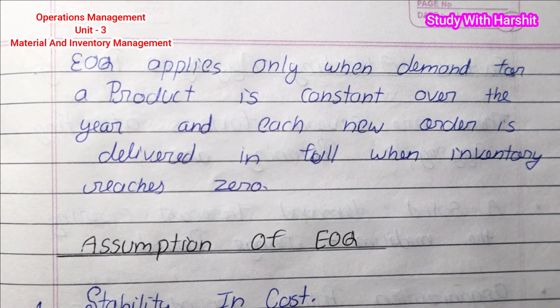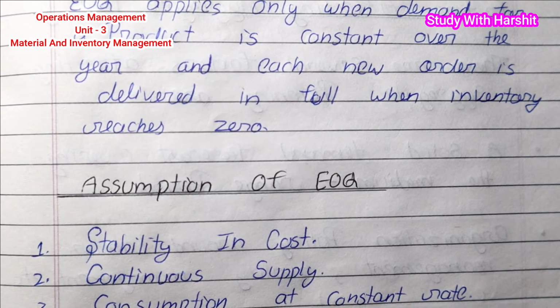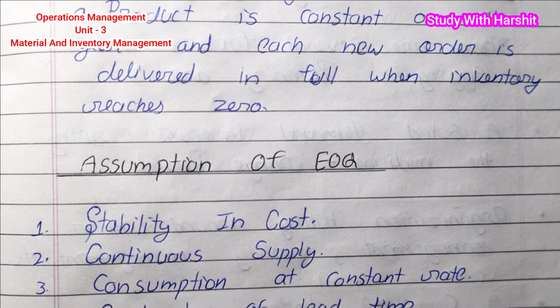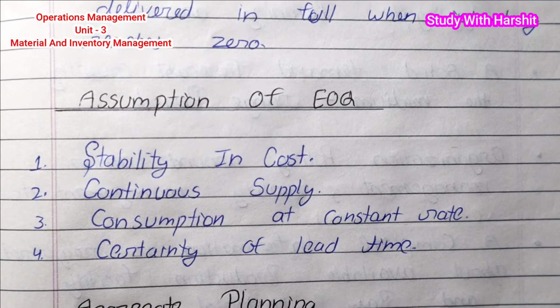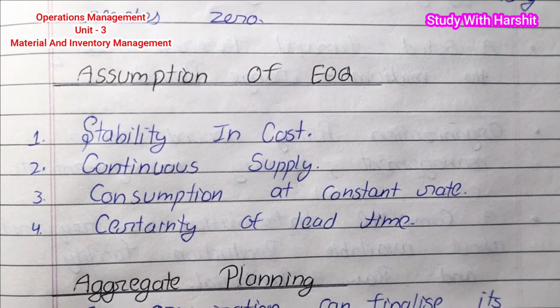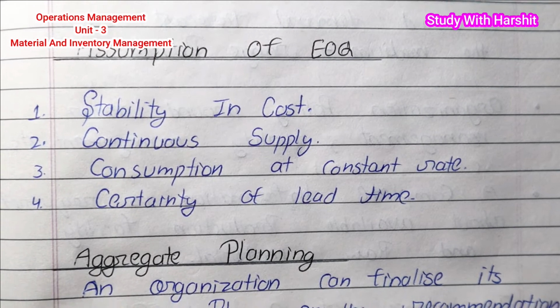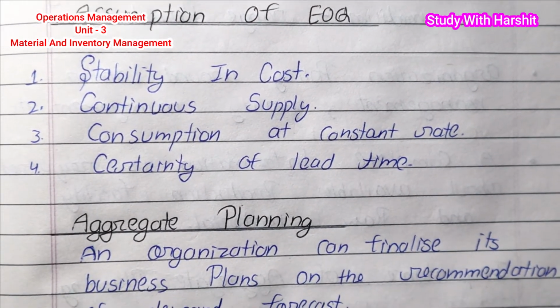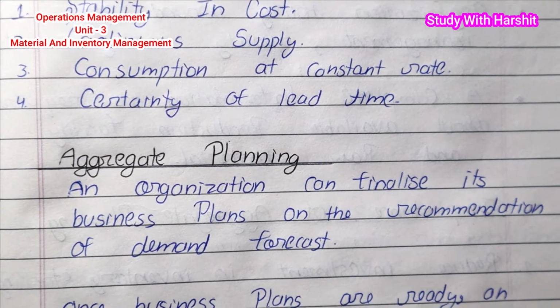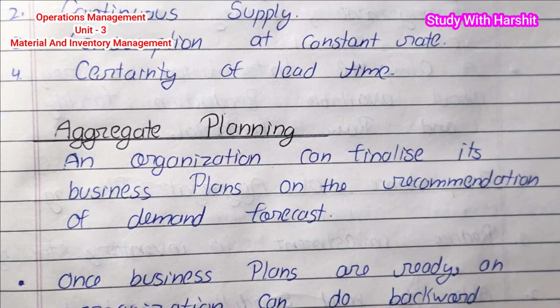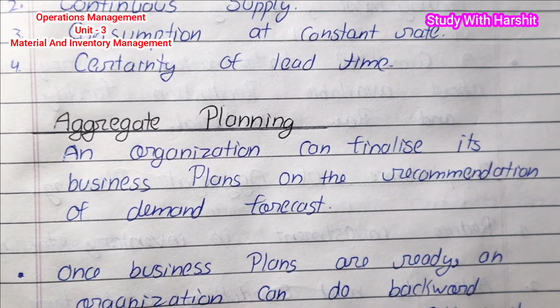Assumptions of EOQ: first one, stability in cost; second, continuous supply; third, consumption at constant rate; fourth, certainty of lead time. Aggregate planning: an organization can finalize its business plan on the recommendation of demand forecast.